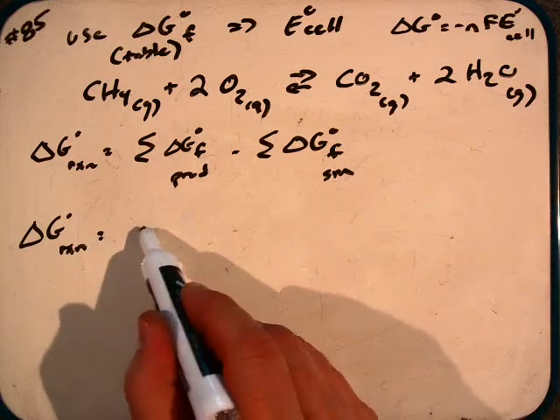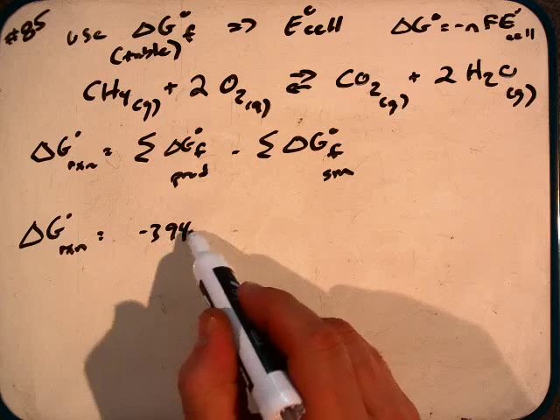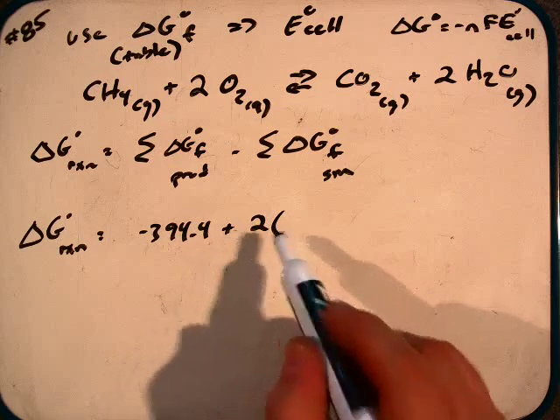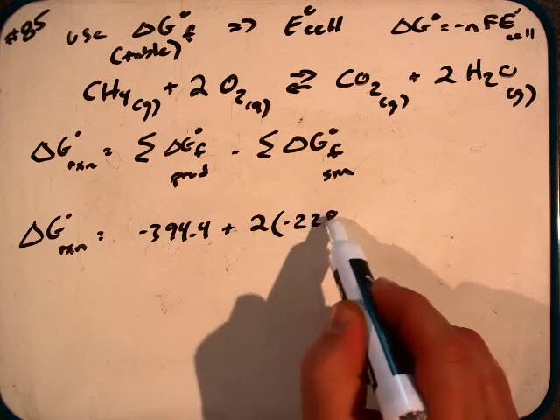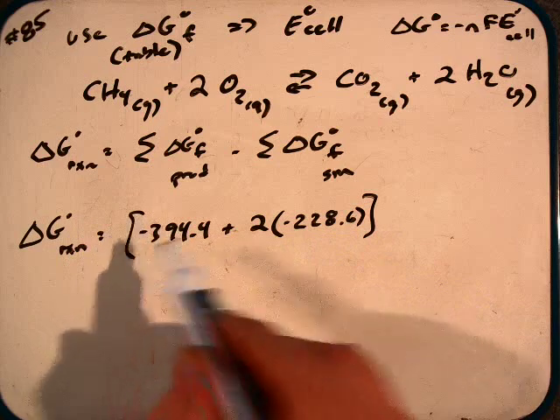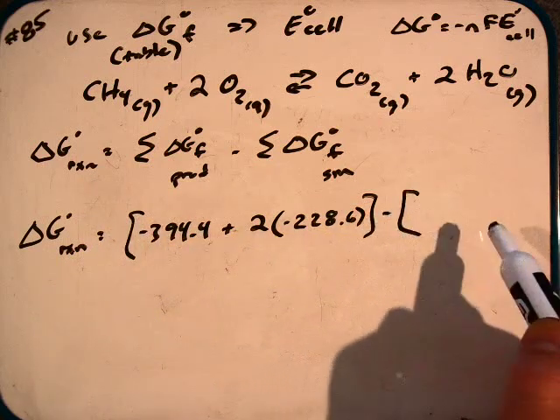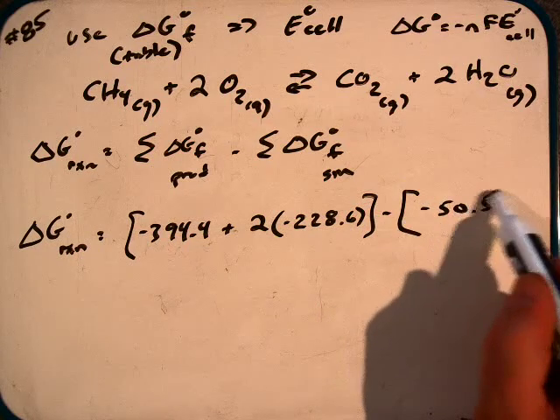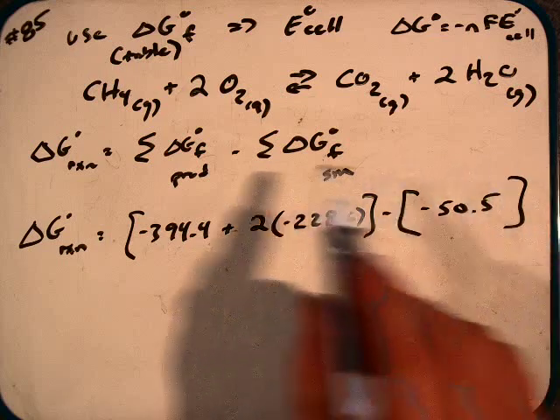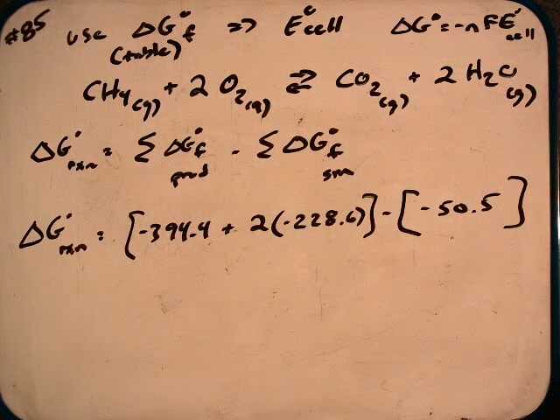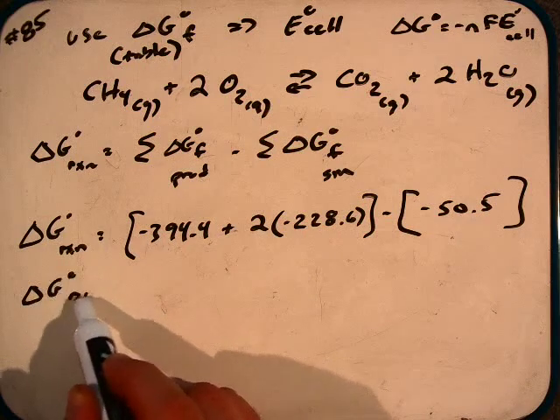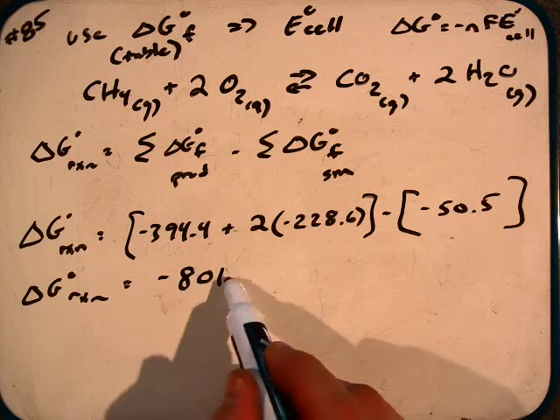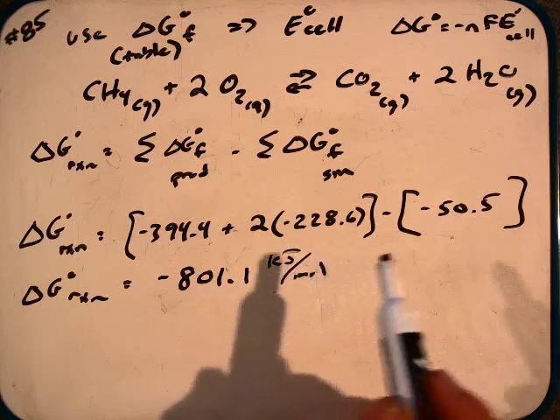The delta G for CO2 is negative 394.4, and then we'd have to take 2 times the delta G for steam, which is negative 228.6, and so those are our products. And then we're going to subtract off our starting materials, which is really just methane, negative 50.5. Remember, oxygen's delta G is going to be 0. And so we solve for that. We should get a delta G for this process to be negative 801.1 kilojoules per mole.